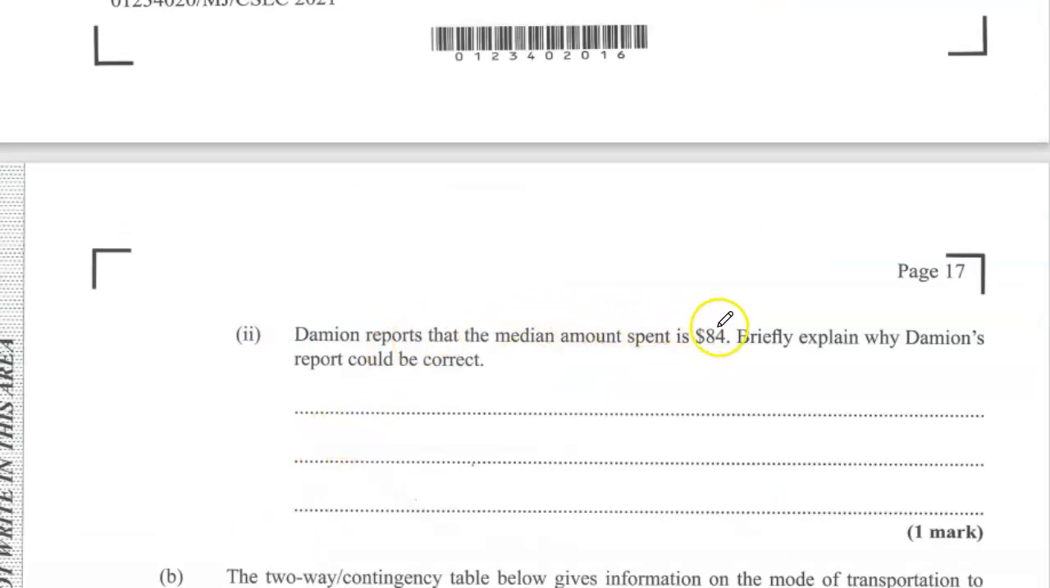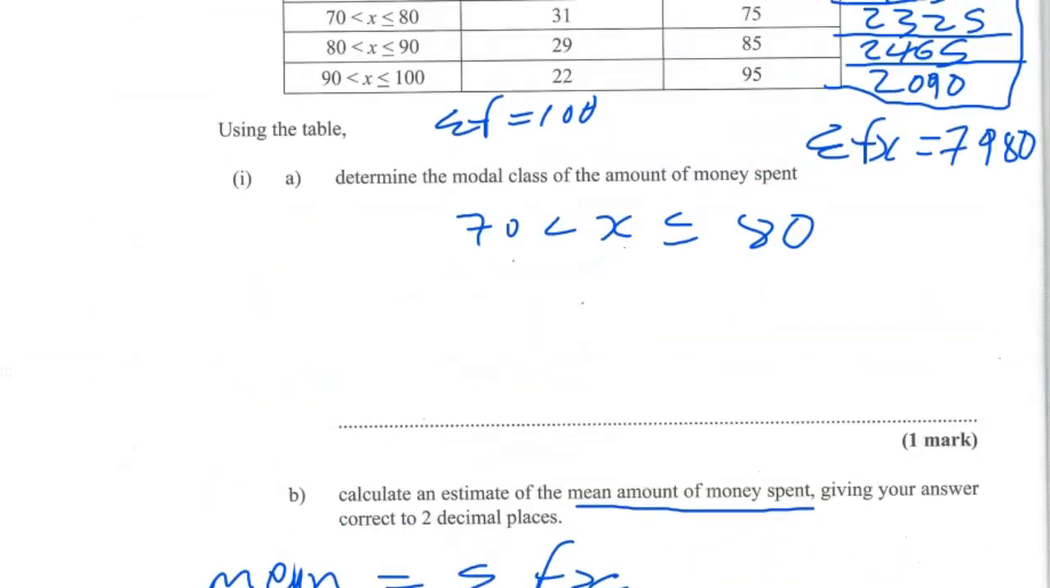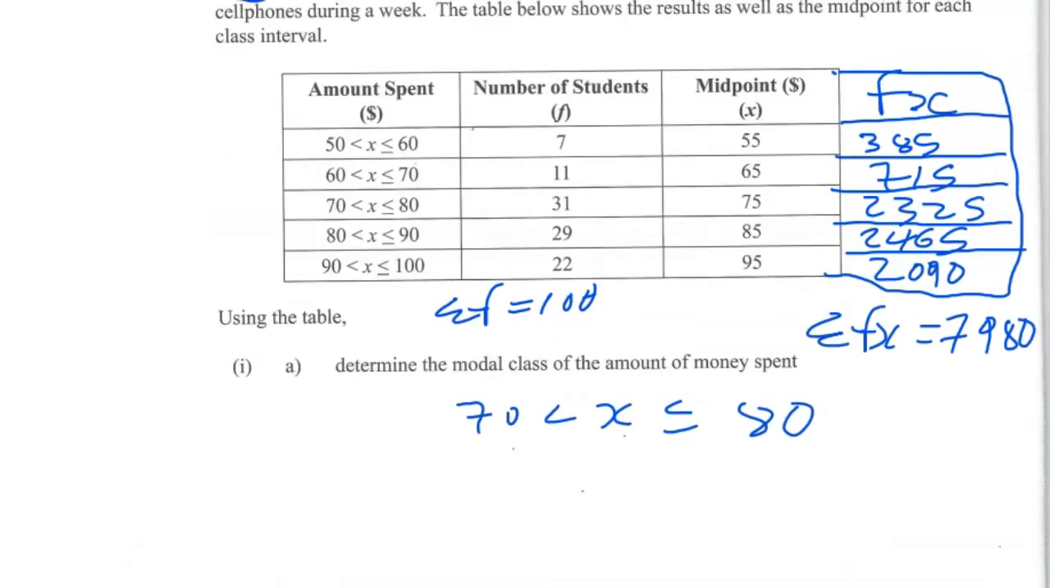Damien reports that the median amount spent is $84. Briefly explain why Damien's report could be correct. So Damien is claiming the median is 84. Remember, the median is the middle value, and we're talking about 100 students. Let's do the cumulative frequencies. 7 and 11, that's 18. 18 and 31, that's 49. So with 100 students, the median would be between the 50th and 51st student.